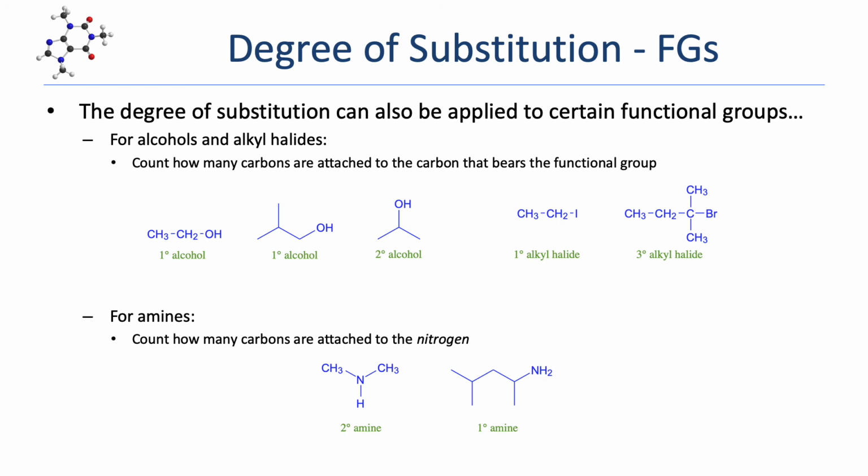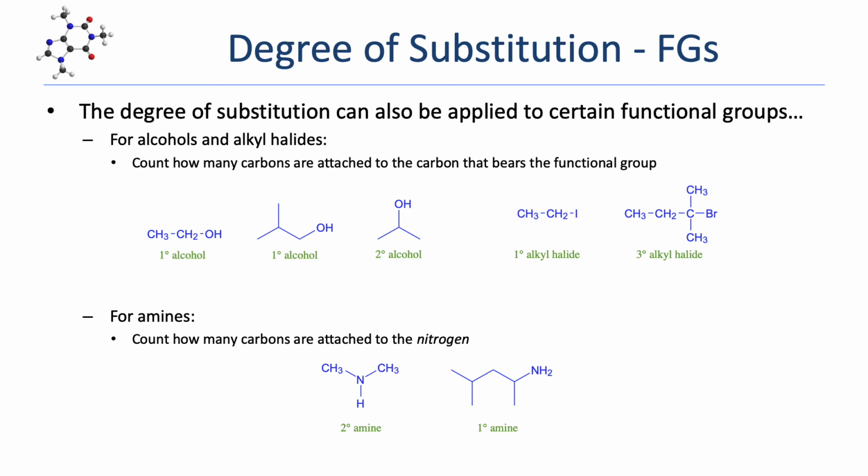Now, amines are actually done differently. On an amine, you actually count the number of carbons attached to the nitrogen. And there's actually a really good reason for this. Let's take a look at our examples here. This first example would be a secondary amine because the nitrogen itself is bonded to 2 carbons. And that's one of the reasons why we do it this way, because amines can have different numbers of carbons bonded to the nitrogen and still be considered an amine. That's not the case for an alcohol or an ether or an alkyl halide.